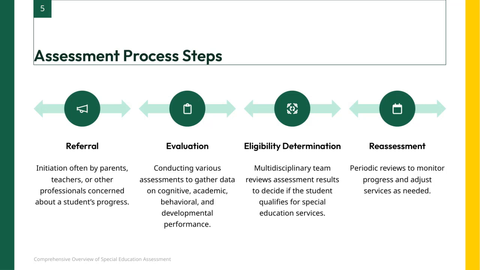The assessment process begins with a referral, which is usually initiated by parents, teachers, or other professionals who have concerns about a student's progress. Next comes the evaluation stage, where various assessments are conducted to collect information on the student's cognitive abilities, academic skills, behavior, and overall development. After gathering this data, a multidisciplinary team reviews the results to determine if the student qualifies for special education services during the eligibility determination phase. Finally, reassessment occurs periodically to monitor the student's progress and make any necessary adjustments to their services, ensuring ongoing support tailored to their evolving needs.